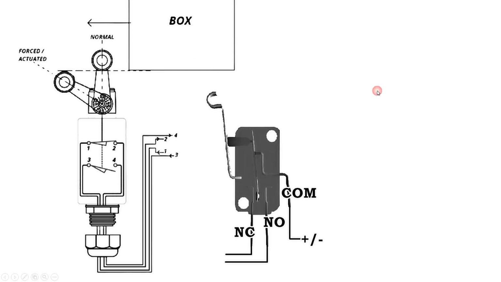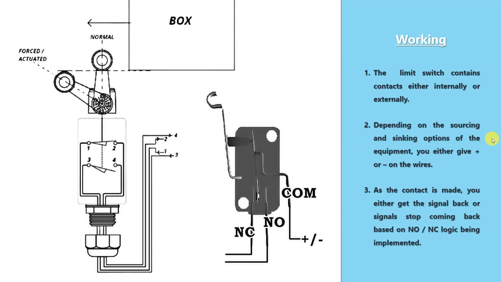Now let us see the working of the limit switch. A limit switch works such that the box or the object makes contact with the arm of the limit switch. The arm is in normal position initially, but as soon as the object makes contact with it, it moves the arm across an angle to its forced or actuated position. Now internally, you can see that we have two contacts, two switches. It can be only one, but in our case, we have an NC as well as an NO, right?